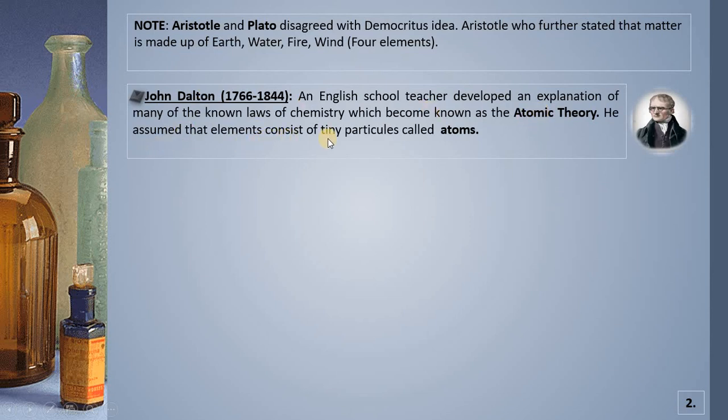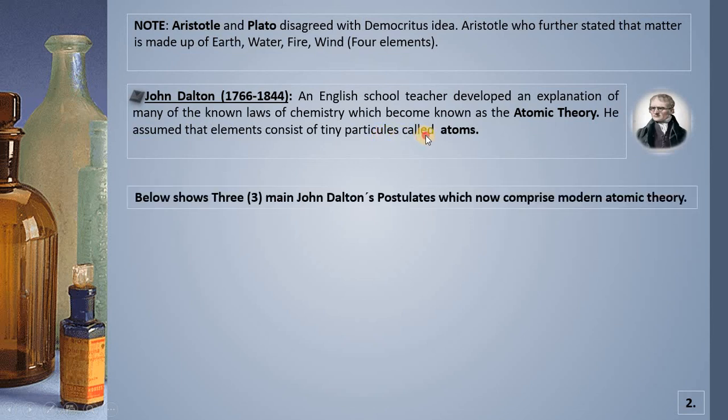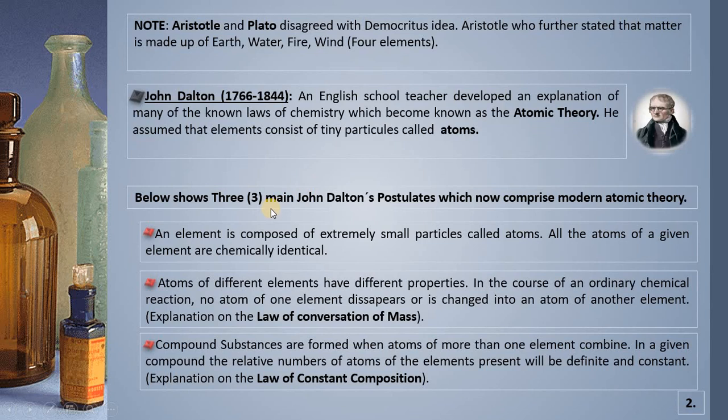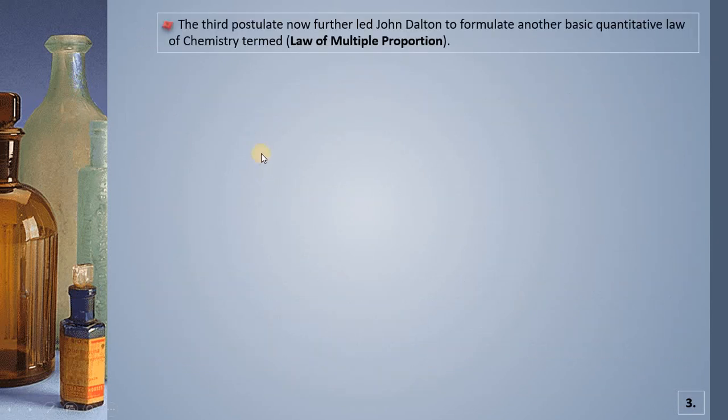He assumed that elements consist of tiny particles called atoms. That's his assumption. He gave 3 postulates which we are using in the modern atomic theory. That is, an element is composed of extremely small particles called atoms. He gave the law of conservation of mass. He explained more on that. He also gave the law of constant composition. And note something: when he was talking about the 3rd postulate, the law of constant composition, he was able to arrive at the basic quantitative law of chemistry termed the law of multiple proportion.